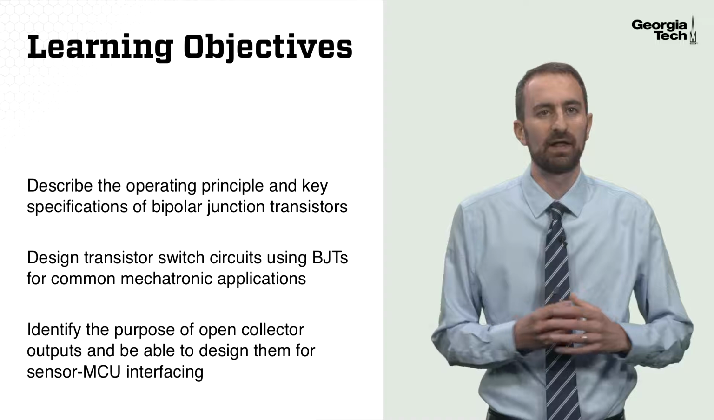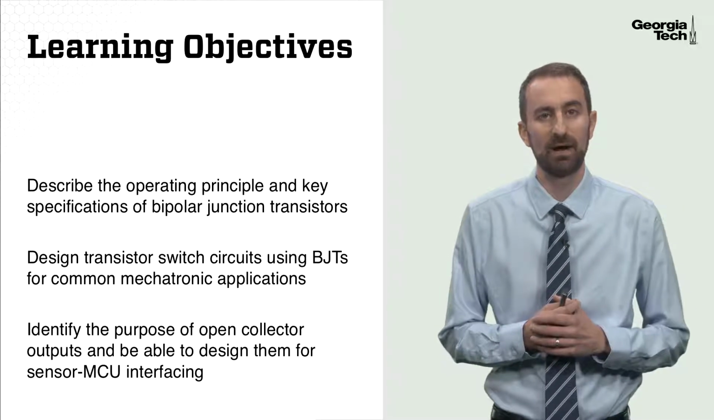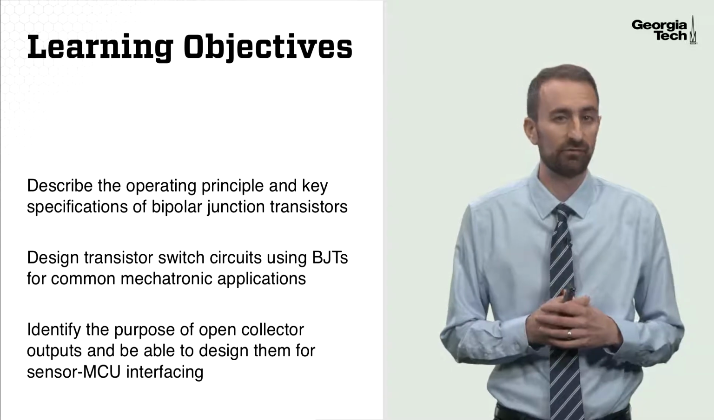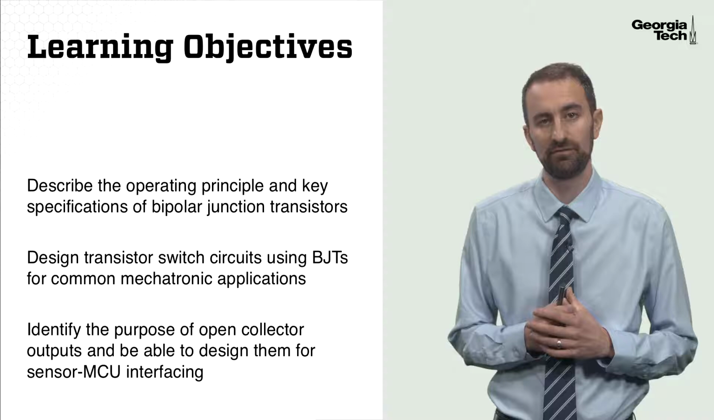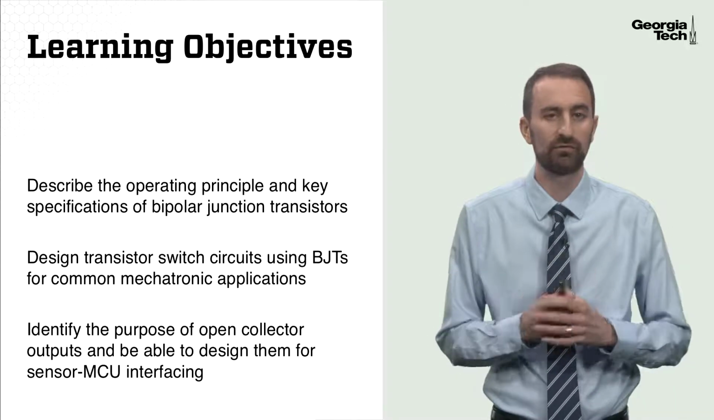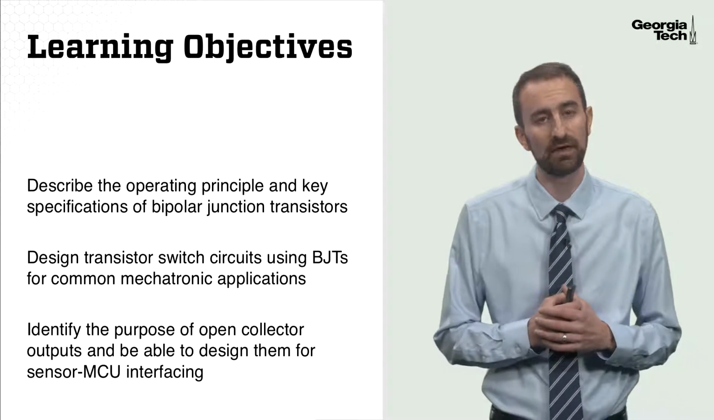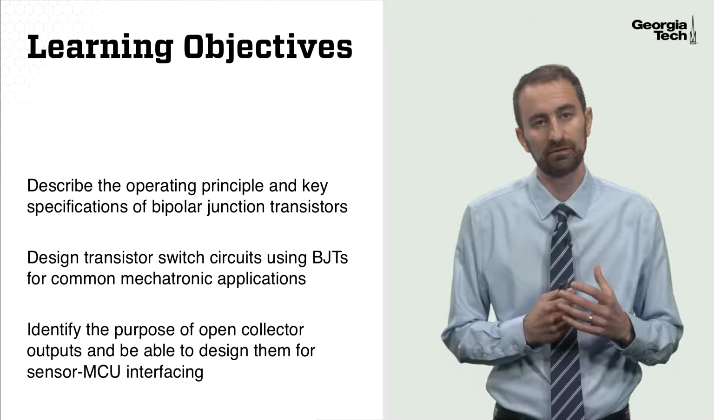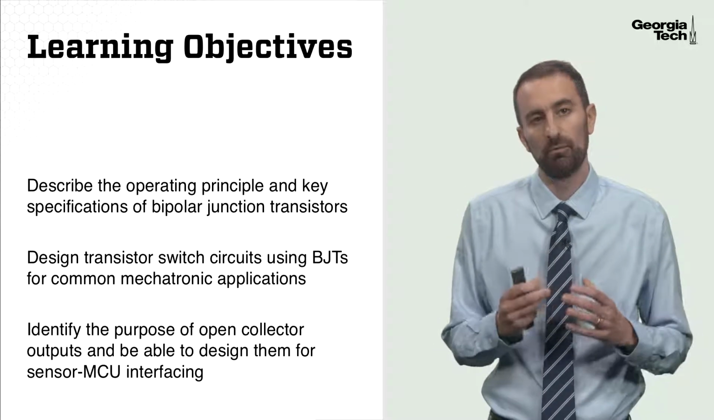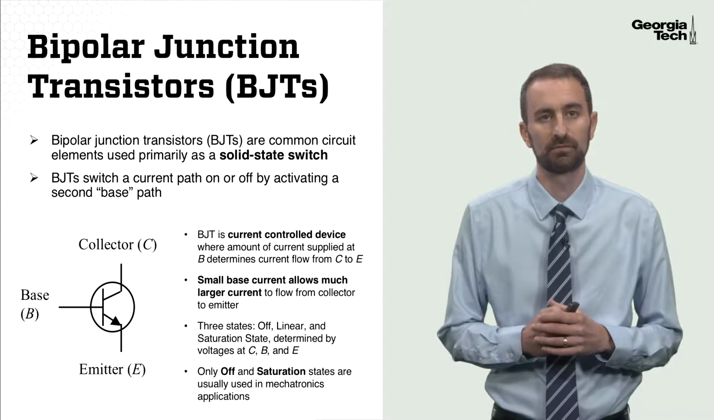The objectives of this lesson are to first describe the operating principle and the key specifications of bipolar junction transistors. We'll also design transistor switch circuits using BJTs for a typical circuit that switches on and off a load such as an electric motor. Finally, we'll identify the purpose of a particular circuit called an open collector output, and we'll learn how open collector outputs are used to interface sensors with microcontrollers.